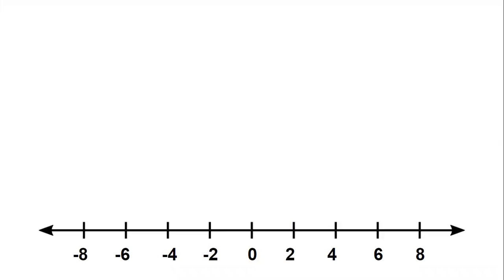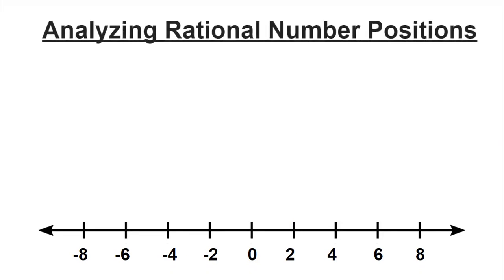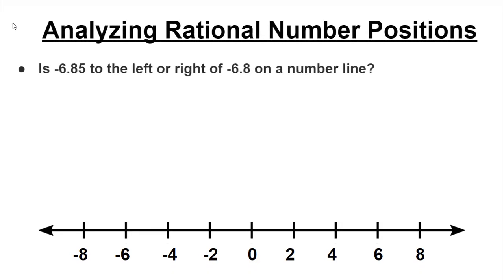Great, welcome back. We are now on analyzing rational number positions. So think about this. Is negative 6.85 to the left or to the right of negative 6.8 on a number line? Negative 6.85, is it to the left or to the right of negative 6.8? Well, you should try to find those on the number line.